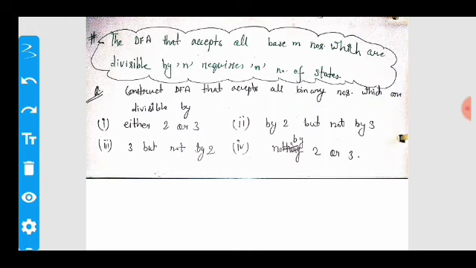Construct a DFA that accepts all the binary numbers which are divisible by, first, either 2 or 3; second, by 2 but not by 3; third, by 3 but not by 2; and fourth, by 2 and by 3. So let's come to the solution of this question.